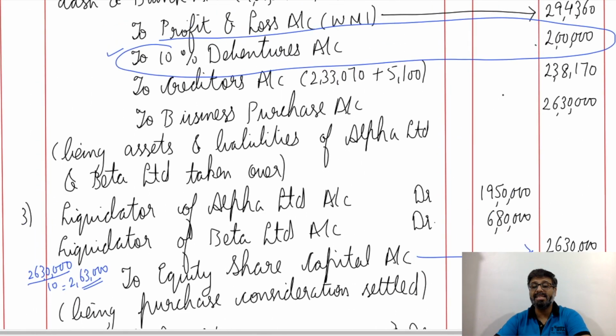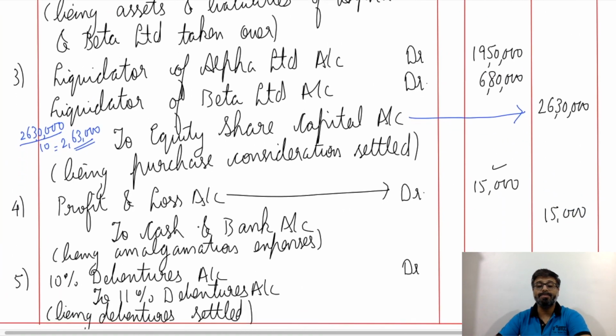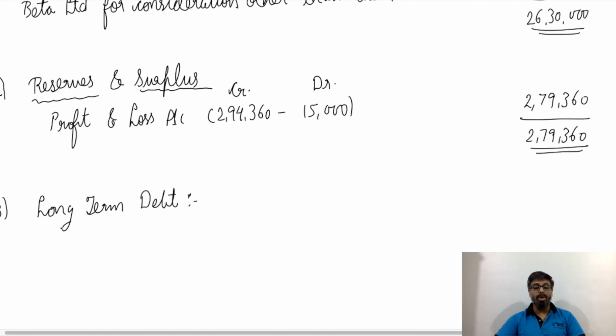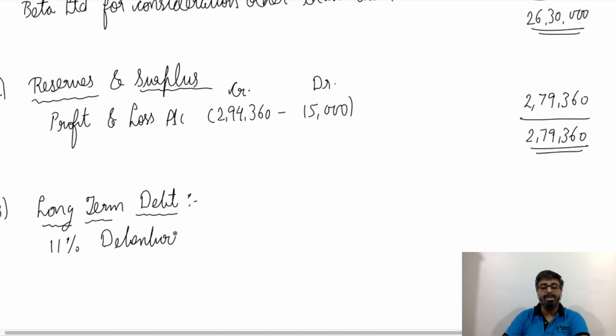So 294,360 minus 15,000. Then after reserves and surplus, after shareholders' funds, if you all recollect, the next heading on the liability side was non-current liabilities. Now in non-current liabilities we have long-term borrowings, or long-term debt. In that we have 11% debentures. Now in the new company, against 10% debentures, you have given them 11% debentures. So 2 lakhs of 11% debentures will be treated as long-term debt or long-term borrowings.